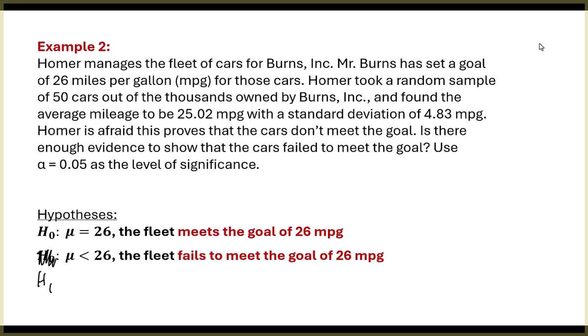We are, for a second, assuming that's true, and if it is, do our tests bear it out? So our alternative is, no, they're really getting less than 26 miles per gallon. Maybe this sample was the good ones. Maybe the fleet as an average is getting way less than 26 miles per gallon. We don't know. Notice this is a left tail test because it's less than.